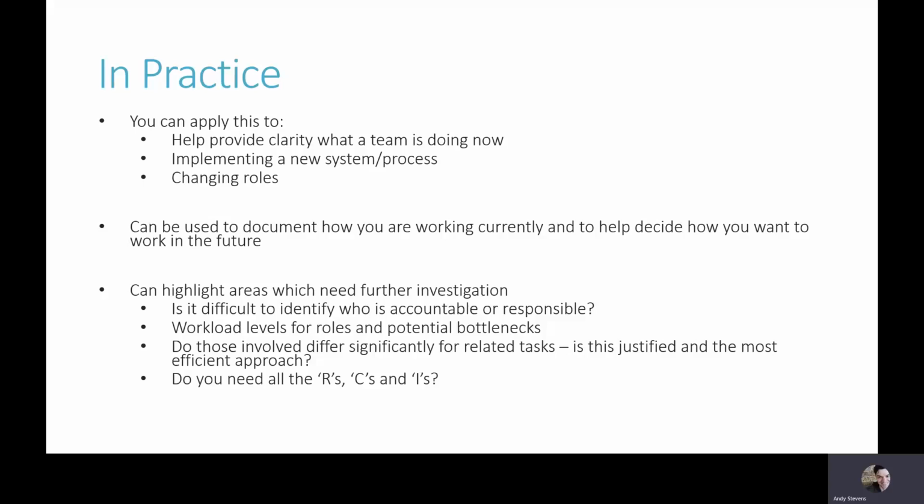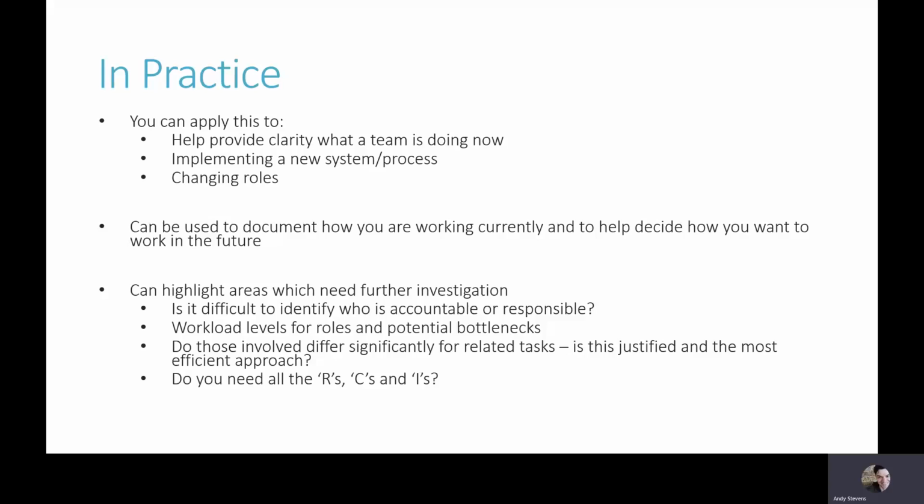So sometimes when you see, for example, the R jump between different roles and different teams quite rapidly backwards and forwards in each stage of a task, sometimes that can be justified, but also should tasks be moved around so one team carries out most of their tasks first before moving to another team? And finally, do you need all the R's, the C's and the I's, so the responsible, the consulted and informed? Do they all need to be there? Can fewer people be involved to get the task done to the same quality that you have now?